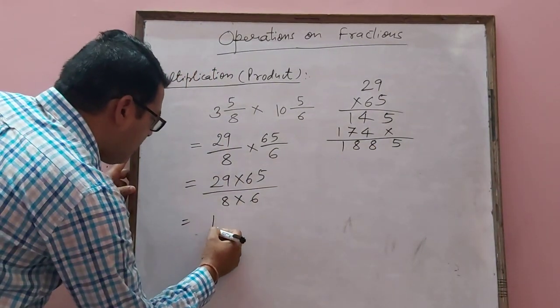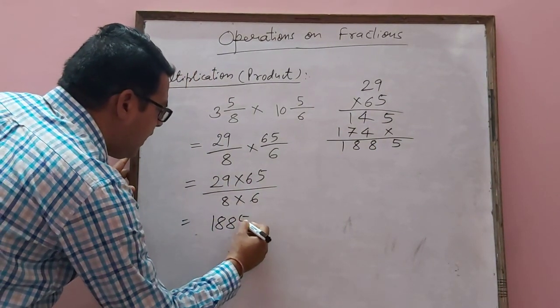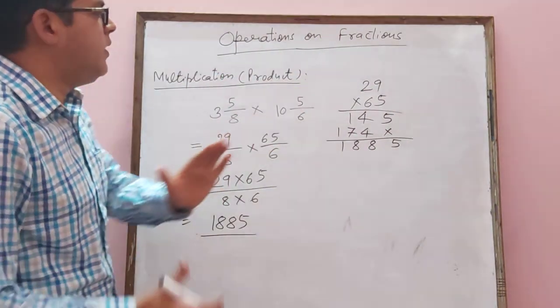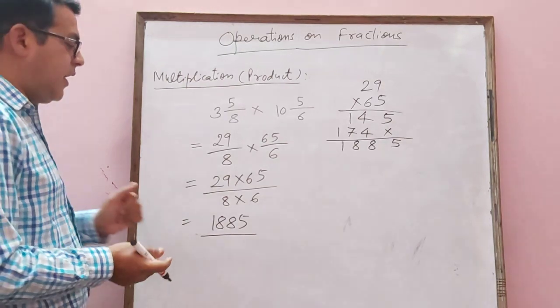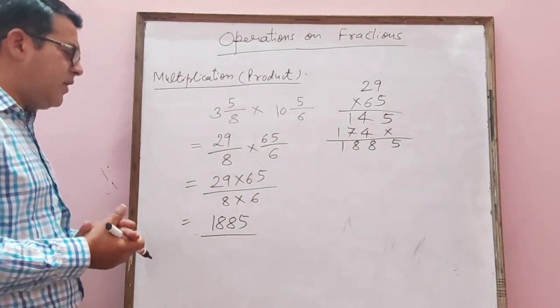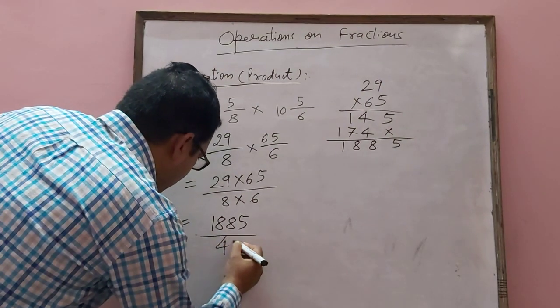So after multiplying 29 with 65, what do we have? 1, 8, 8 and 5. And downside what do we have? 8 sixes, you know very well the table of 8. So 8 sixes are 48.